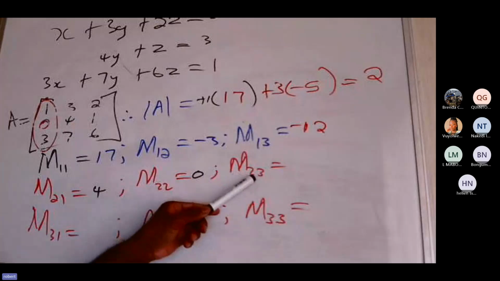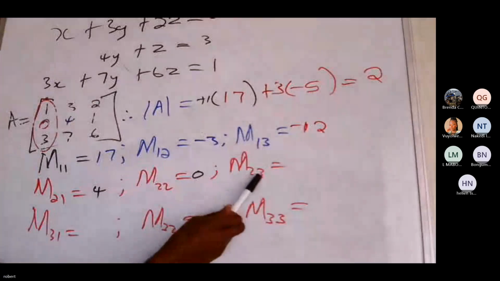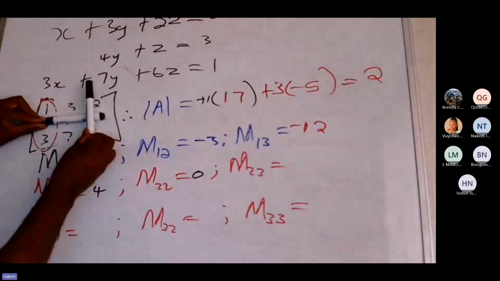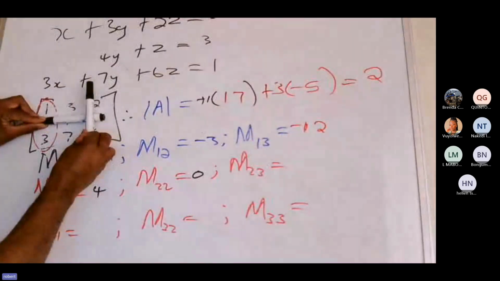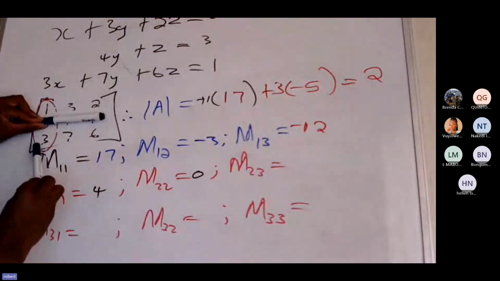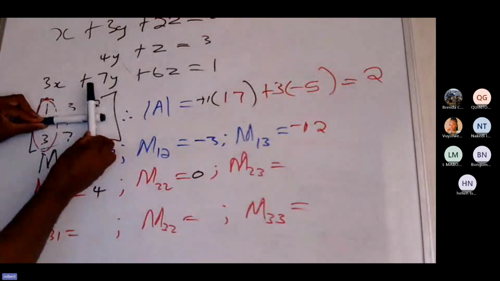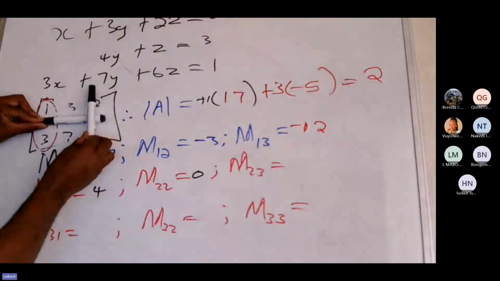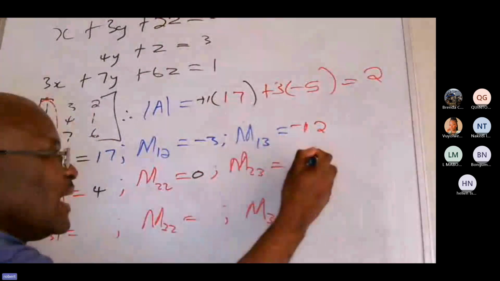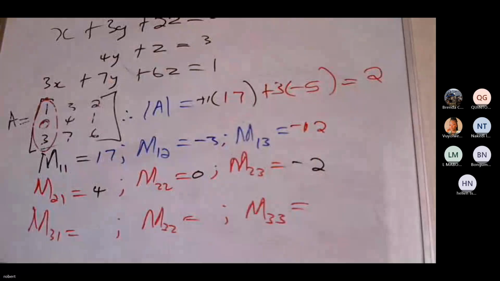What about M23? M23, you cover the second row, the third column. That is the second row and the third column. You cover this. We're now left with what? 1 here, 3 here, 3 here, 7 here. It will now be 7 minus 9. What is 7 minus 9? 7 minus 9 is minus 2. You can say, where's my calculator?